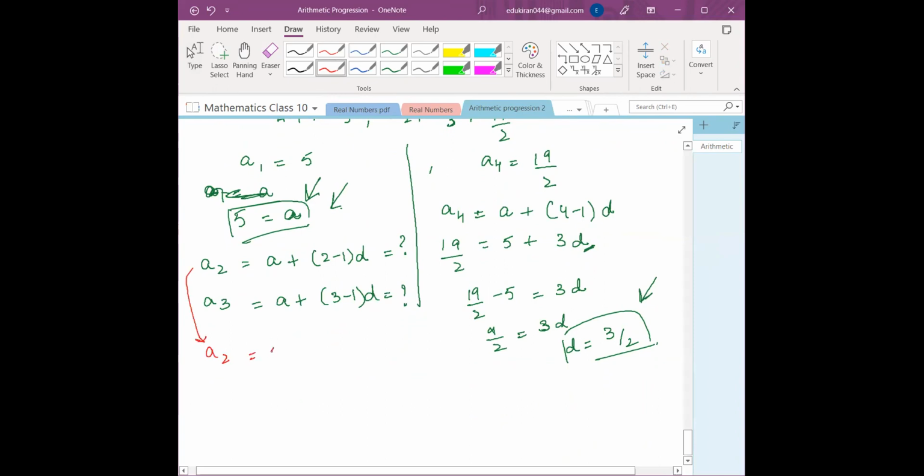Now put the value of A, which is 5, plus 2 minus 1, so that means D, right? So D is 3 by 2. Okay, so take LCM. 2 into 5 is 10 plus 3, 13 by 2 I'm getting. Check the answer.